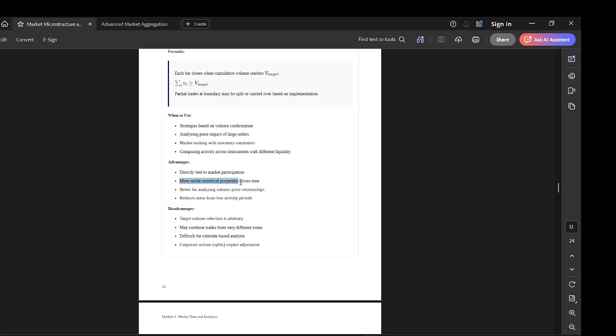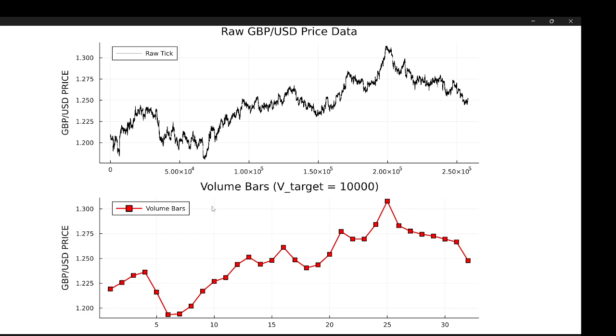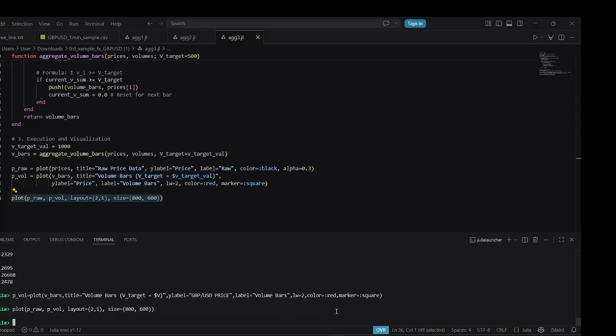And you can see why this will be useful for looking at more stable statistical properties across time, for strategies based on volume confirmation, analyzing price impact of large orders, comparing activity across instruments with different liquidity. Another advantage here is reduces noise from low activity periods, better for analyzing volume price relationships. I mean, the plot just speaks for itself. As you can see, the volume bar aggregation is, like I said, fairly clean. But that's about it for today's aggregation.